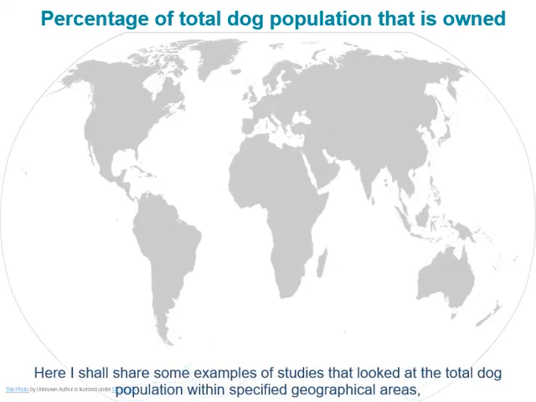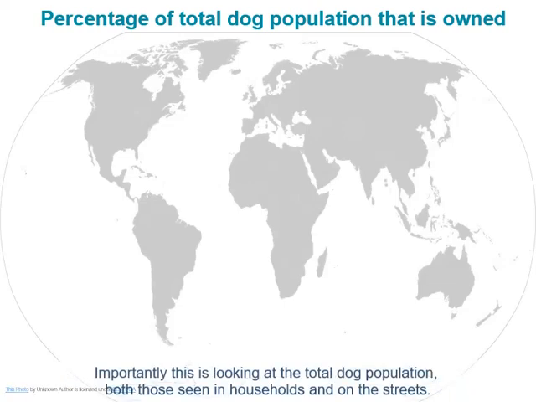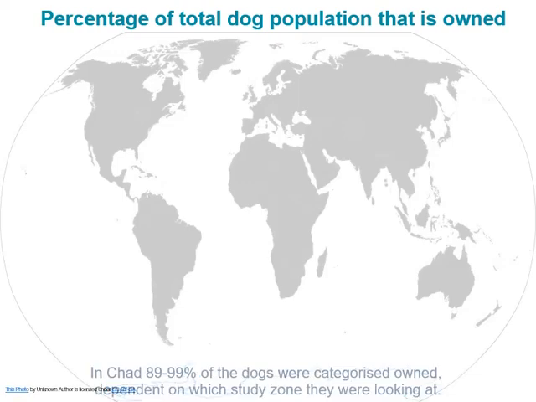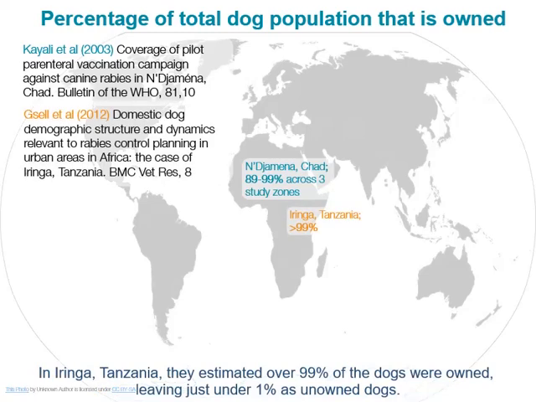Here I shall share some examples of studies that looked at the total dog population within specified geographical areas. These are areas where roaming dogs are visible on the streets. The following are estimates for the proportion of owned dogs. Importantly, this is looking at the total dog population, both those seen in households and on the streets. In Chad, 89 to 99% of the dogs were characterised as owned, dependent on which study zone they were looking at. In Iringa, Tanzania, they estimated over 99% of the dogs were owned, leaving just under 1% as unowned dogs.